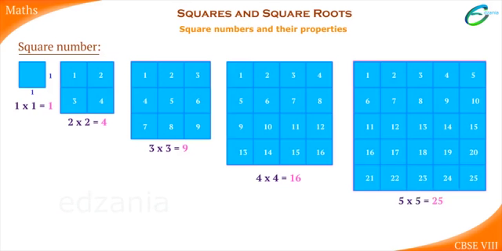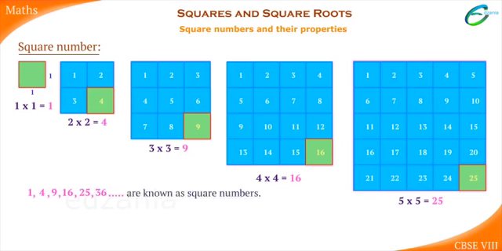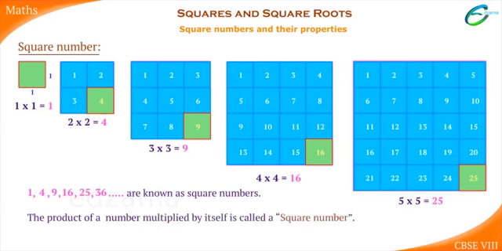In all these cases, did you observe that we are multiplying the same number by the same number? After multiplying the same number by the number, we get 1, 4, 9, 16, 25, next 36, and so on. All these numbers are called square numbers. How can we define square numbers? The product of a number multiplied by itself is called a square number.